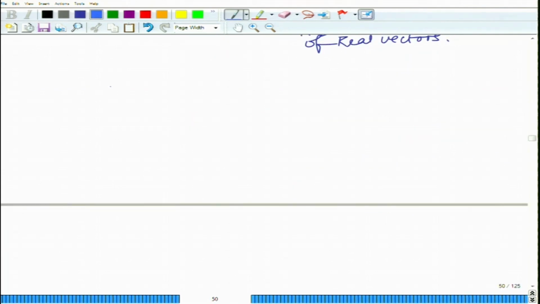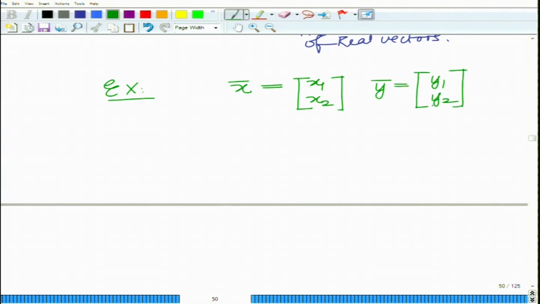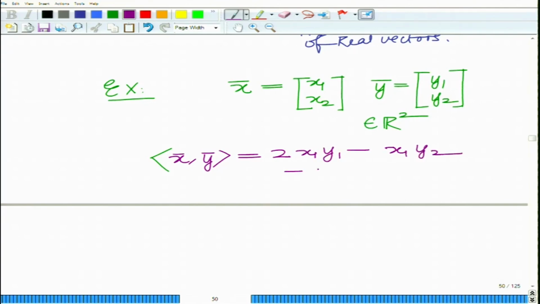Let us now consider another example for 2 dimensional vectors. For instance, we have x bar equals x1, x2 and y bar equals y1, y2. So, both of these are basically 2D vectors, that is, they belong to the 2-dimensional Euclidean space. And let us define this assignment x bar, y bar for these 2D vectors as twice x1 y1 minus x1 y2 minus x2 y1 plus 5 x2 y2. Now, what we want to do is show that this is an inner product.